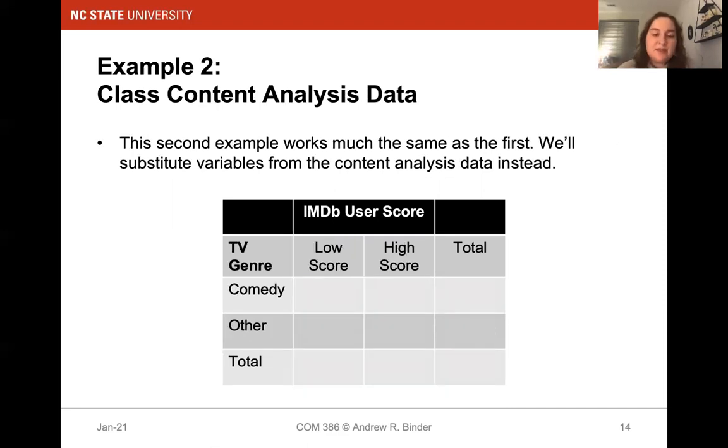So you can do the same thing with the IMDb user score. Again, data that y'all are already familiar with. So if we had 25 shows identifying as comedies total and 56 identifying as other, we've got a total of 81 down here. And that means that the total in the low score category being 48 and the total in the high score category being 33 also adds up to 81. So we have 20 and 5, and then 28 and 28.